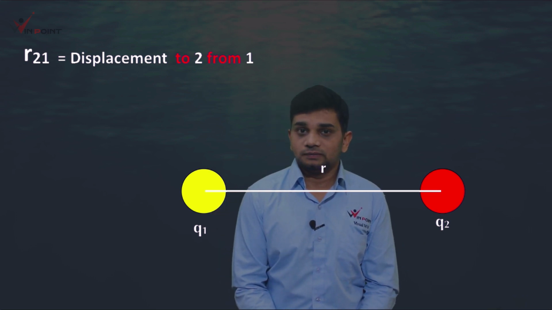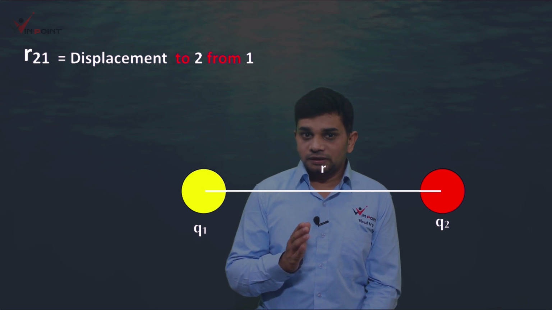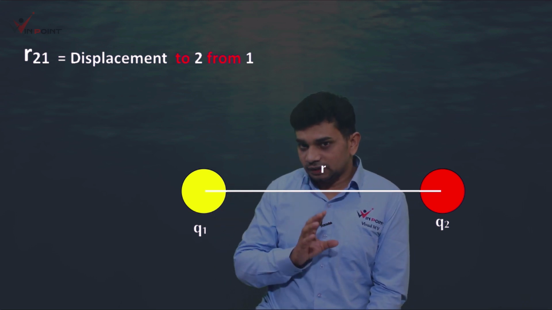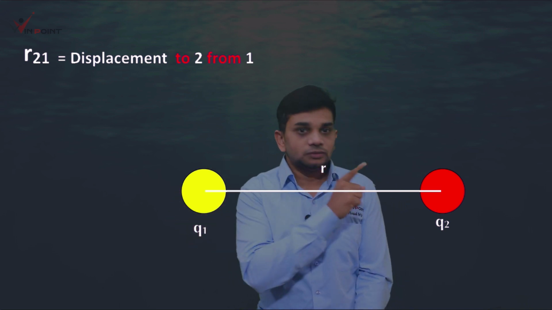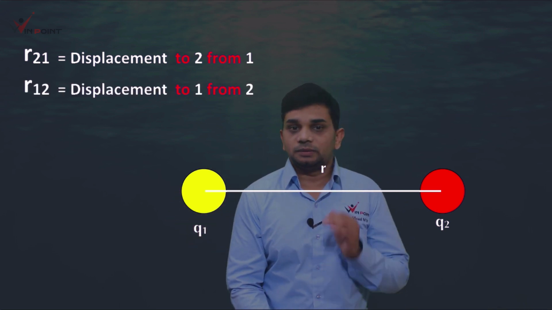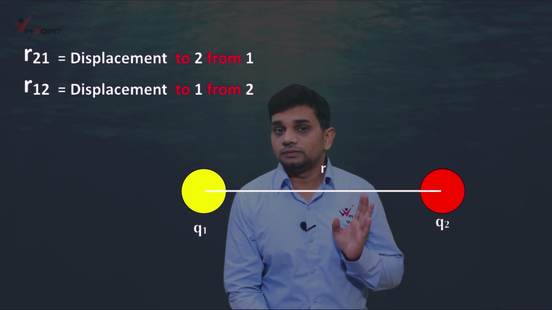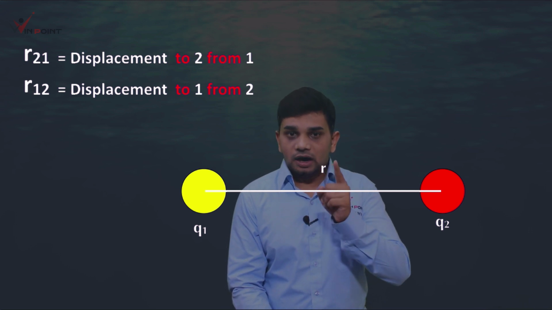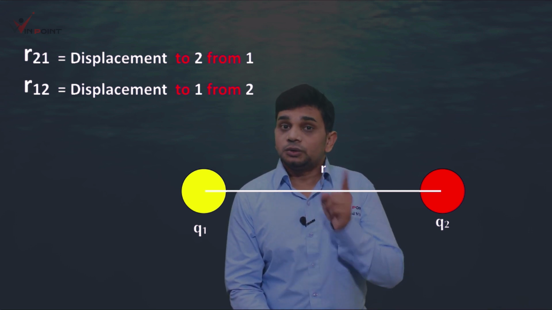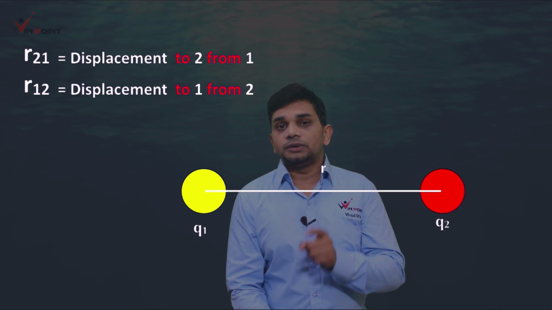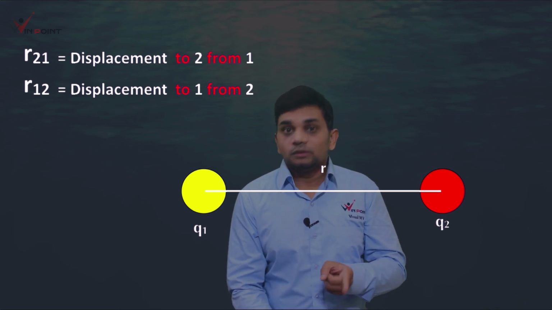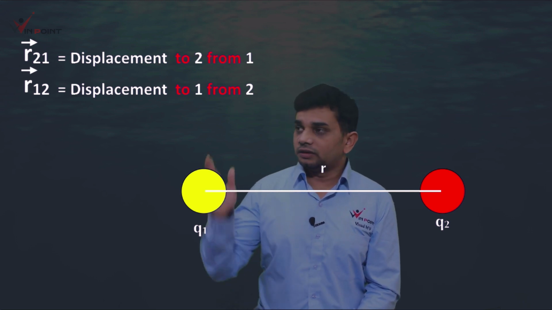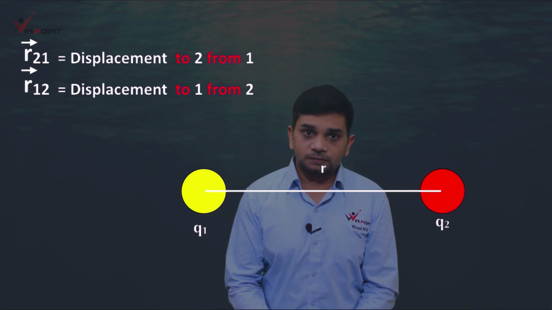What about r12? The displacement to q1 from q2 is r12. So r12 is the displacement to 1 from 2. You need to learn these: r21 is the displacement to 2 from 1, and r12 is the displacement to 1 from 2. We need to use vector notation also: vector r21 and vector r12.